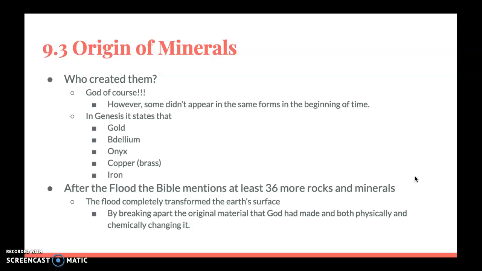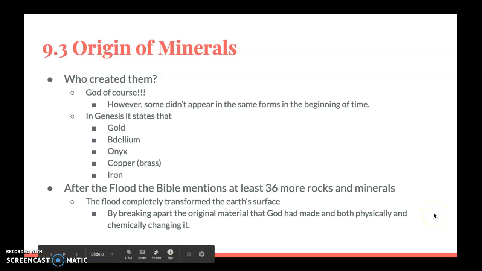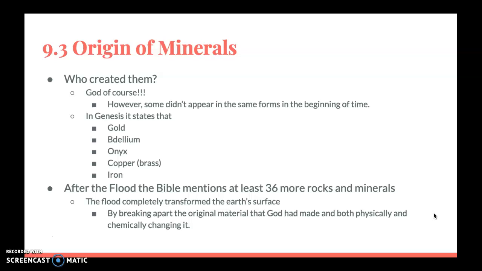Moving on to 9.3, the origin of minerals. So who created them? Well, God did, of course. We know that. However, some did not appear in the same forms at the beginning of time. In Genesis, if you're looking in your Bible, it states that gold, bdellium, onyx, copper, and iron are all listed. But after the flood, the Bible mentions at least 36 more rocks and minerals. The flood completely transformed the Earth's surface, and by doing so, it broke down that original material and changed it both physically and chemically.